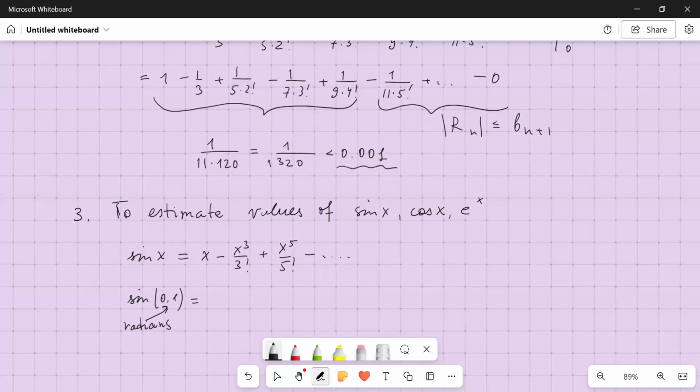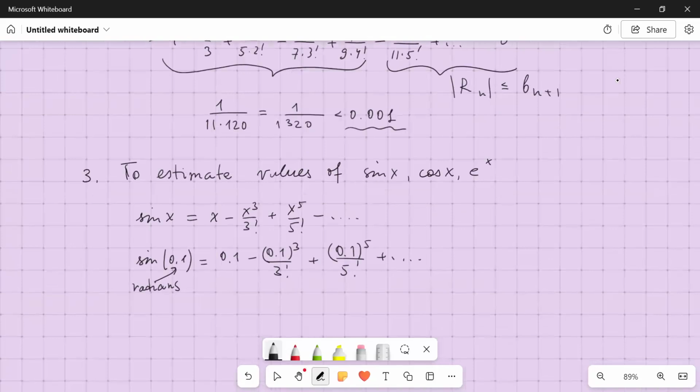I'm going to plug in 0.1 here, minus 0.1 cubed over 3 factorial, plus 0.1 to the power of 5 over 5 factorial, and so on. You see that we have an alternating series, right? The remainder of an alternating series is less than the first term we drop. For example, we decide to drop this term. How big is this term?